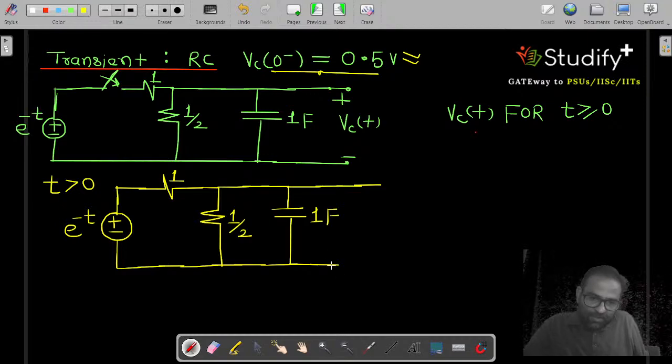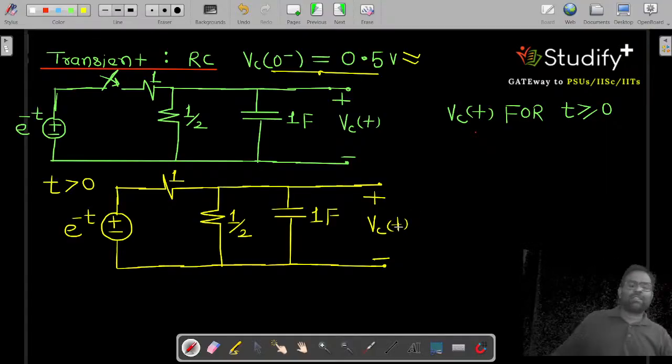These are standard problems. After solving these problems, we will analyze the easier questions or the GATE questions, and we will see all types of shortcuts. VC(t). Correct? This is our problem.